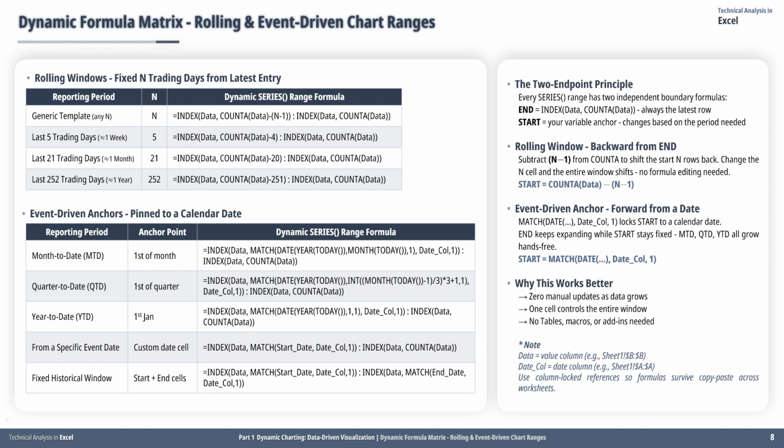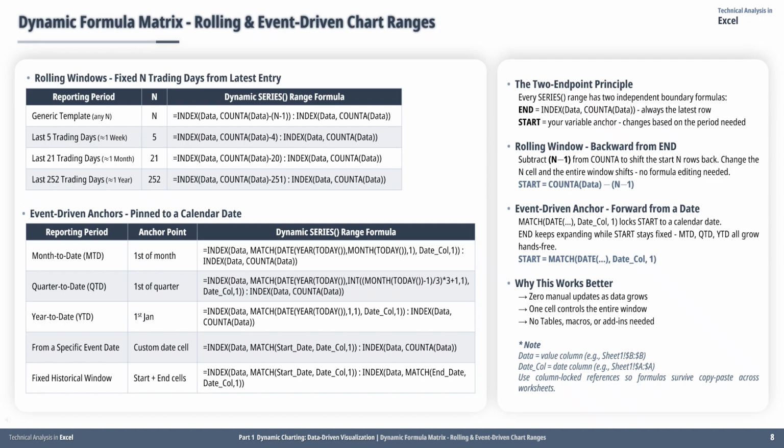Event-driven anchors use the MATCH function with a date formula. Instead of counting backward from the end, you pin the start to a specific calendar date. For year-to-date, the start formula uses MATCH with DATE of year-to-date, 1, which finds the row position of January 1st in column A. As new closing prices arrive each day in column B, the END keeps expanding while the start stays locked on January 1st. The same logic gives you month-to-date, quarter-to-date, or any custom event date stored in a settings cell.